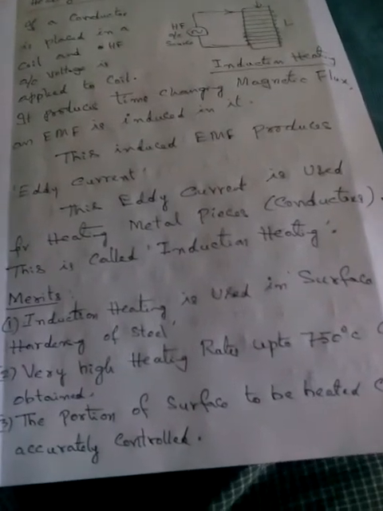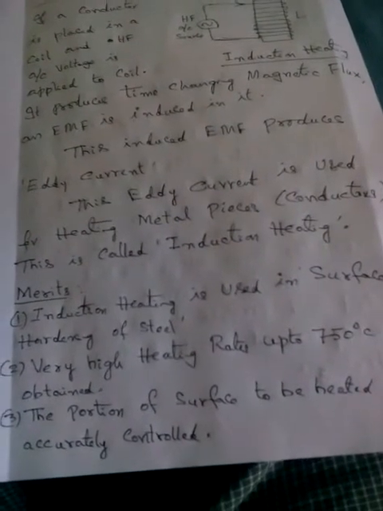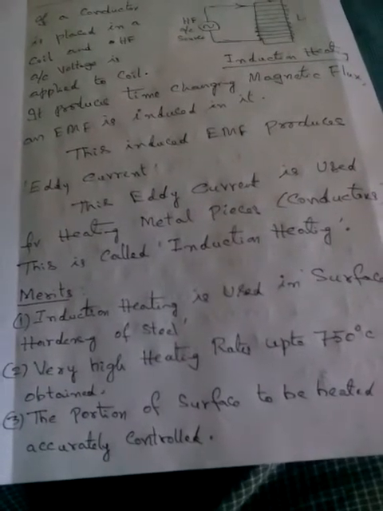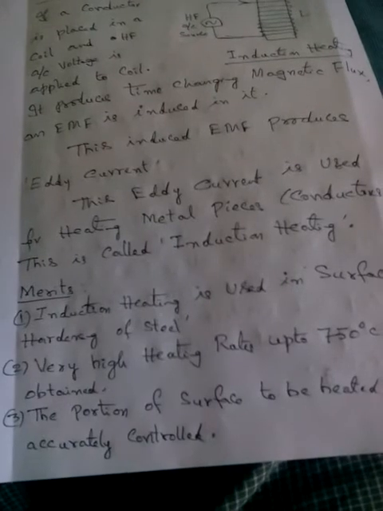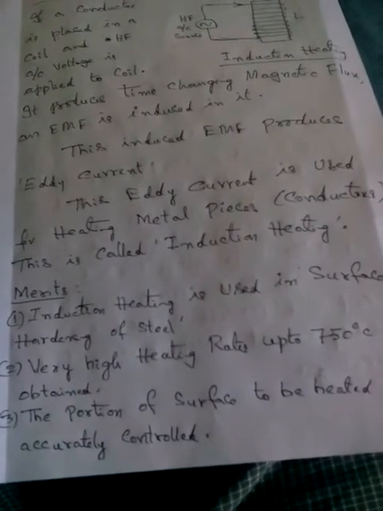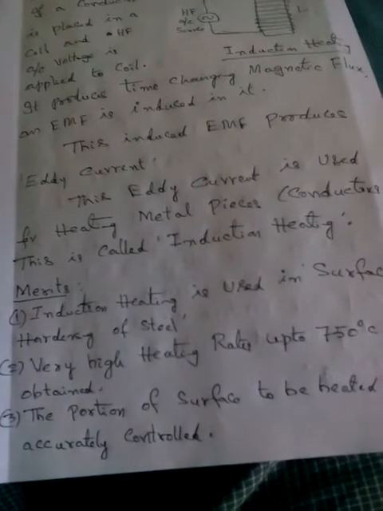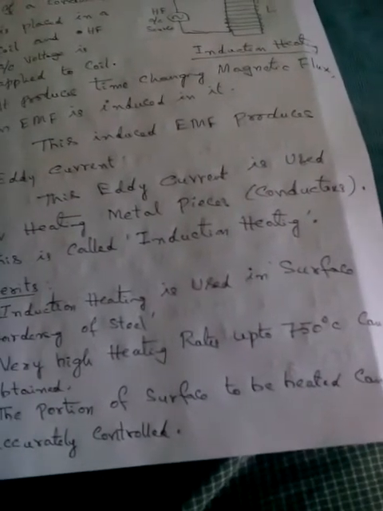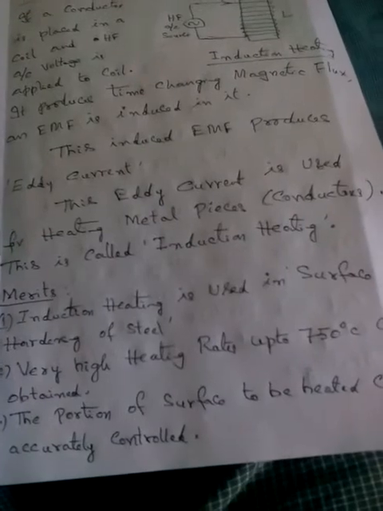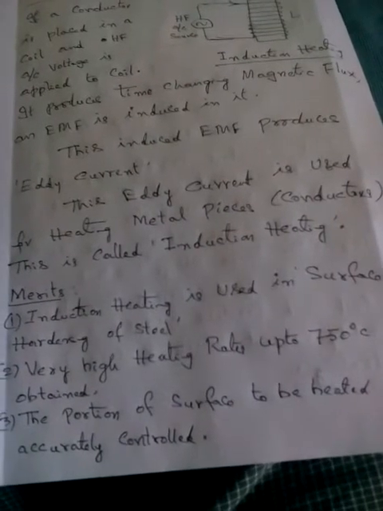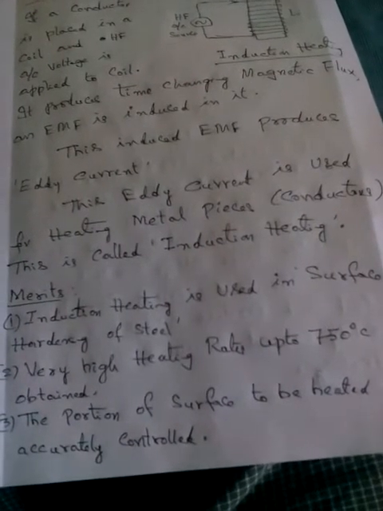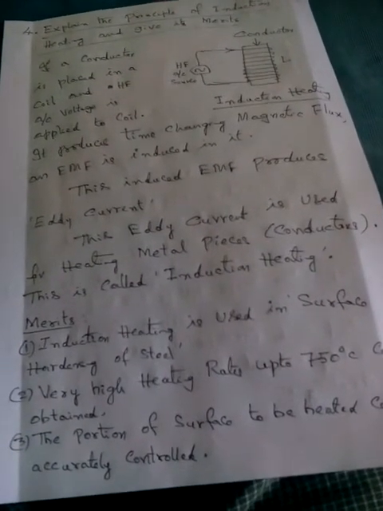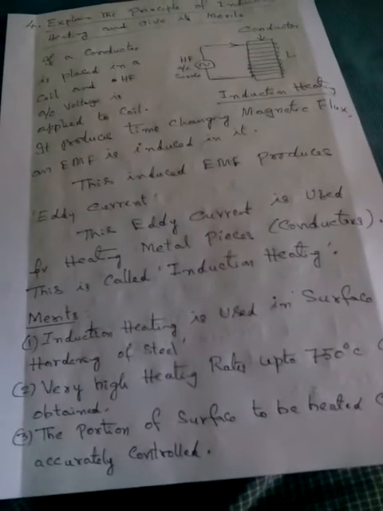That is one of the main merits: we can accurately control the depth of heating, the portion of the surface from the surface. For surface heating, how much depth we have to heat, the portion of the surface to be heated can be accurately controlled. We can calculate that and control it based on the time of heating. We can accurately control the heating process.